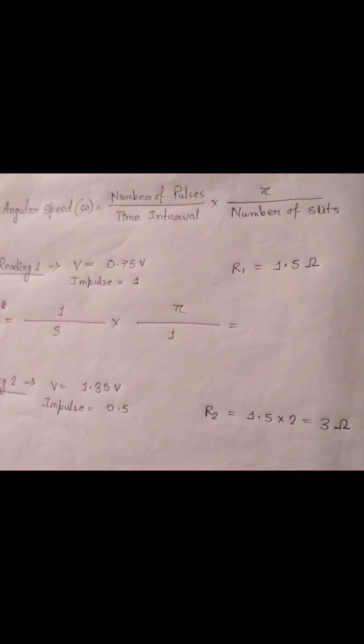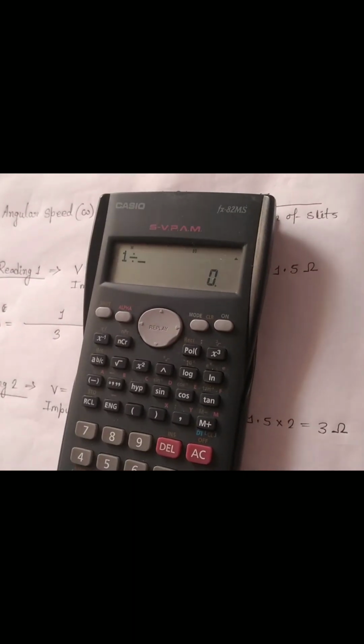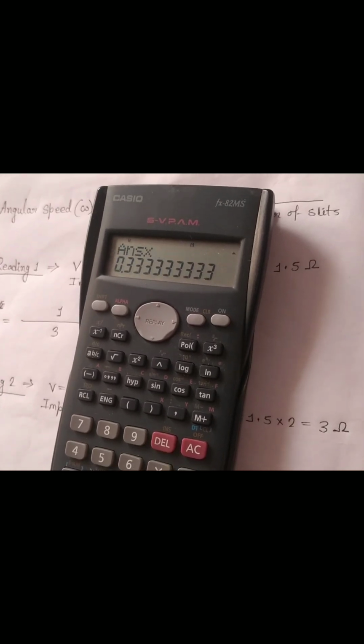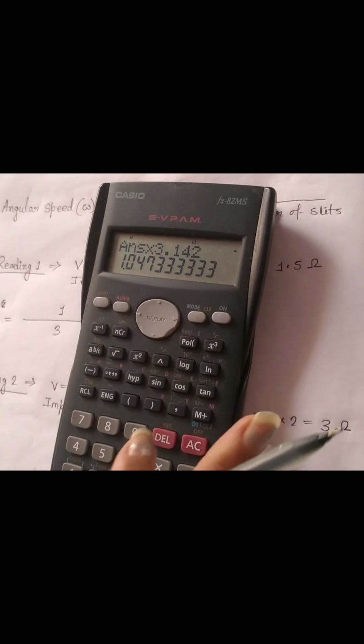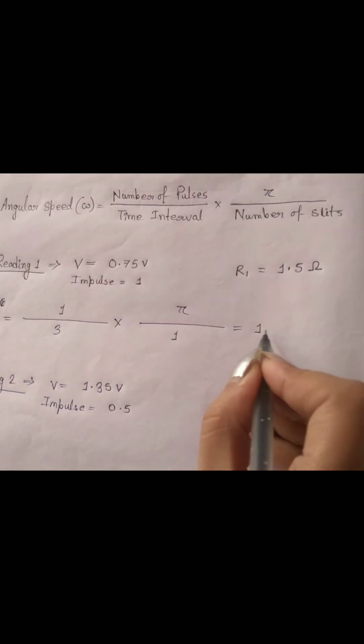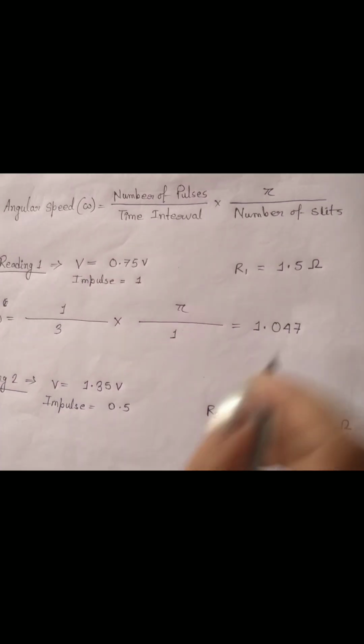So the value comes as 1 divided by 3 into 3.142, which is 1.047. Now for reading 2, we can calculate the angular speed by the same process.